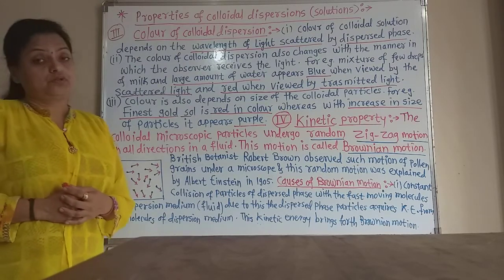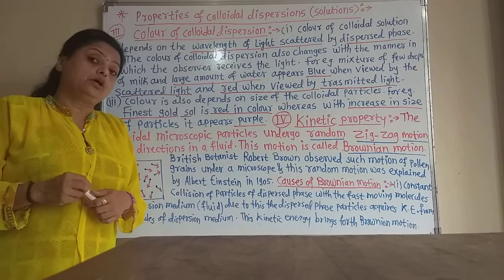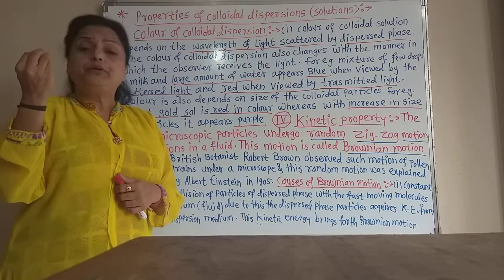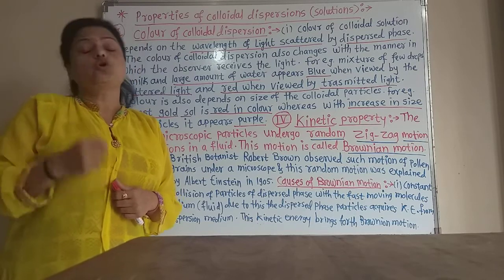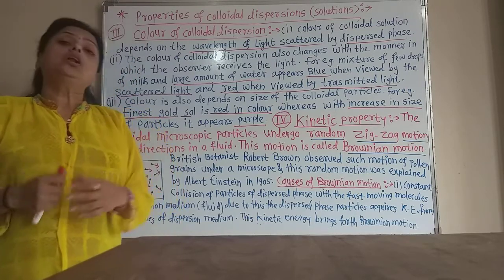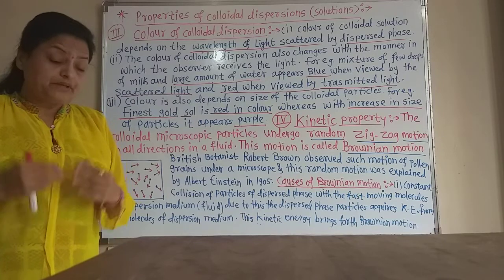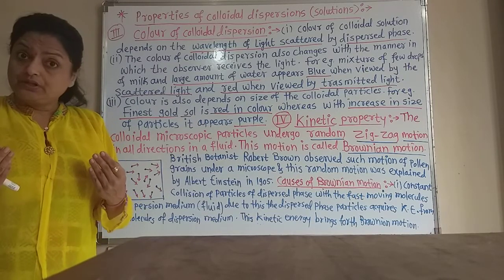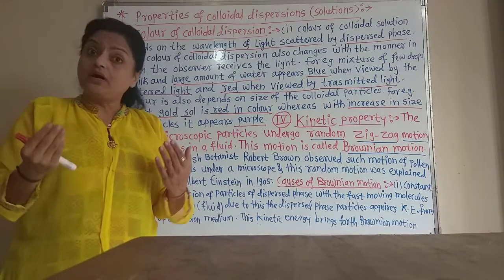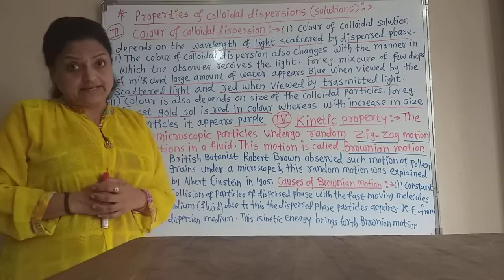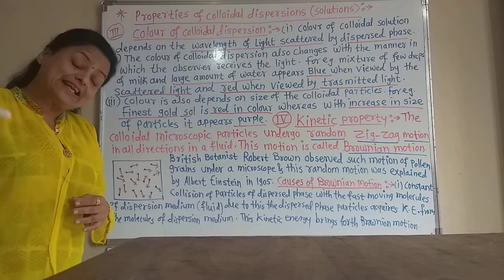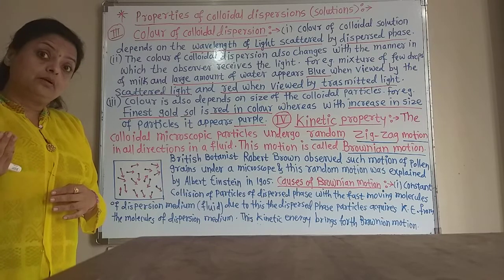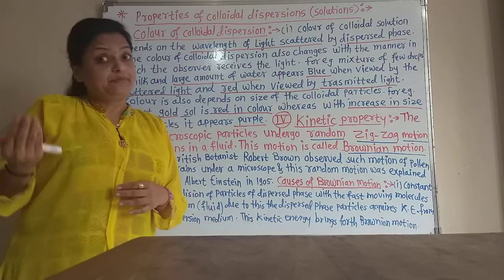receives the light. For example, if we take a mixture of a few drops of milk and a large amount of water, then the color of that mixture of milk and water appears blue when the viewer views the scattered light, but it appears red when the view is taken by the viewer by the transmitted light.